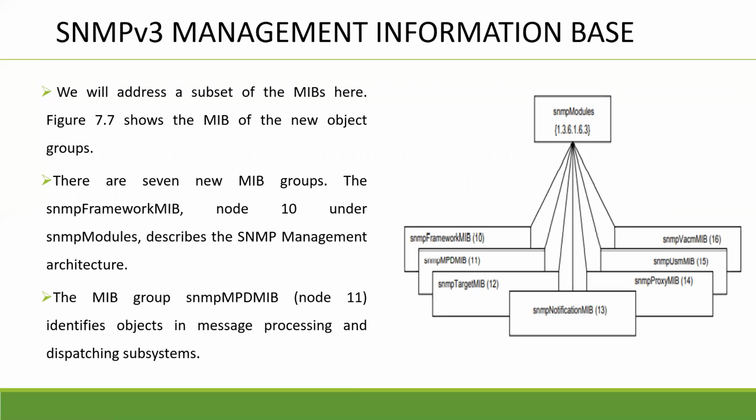Then a different topic: SNMP version 3 management information base. The MIB should be the same for SNMPv1, v2 and v3, but the information will be different. The new objects defined in version 3 follow the textual convention specified in version 2 and described in this section.